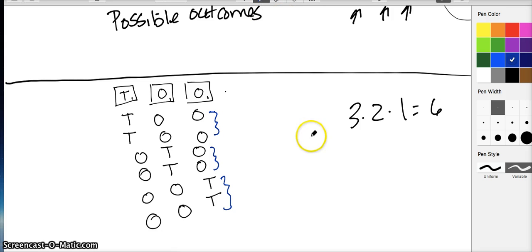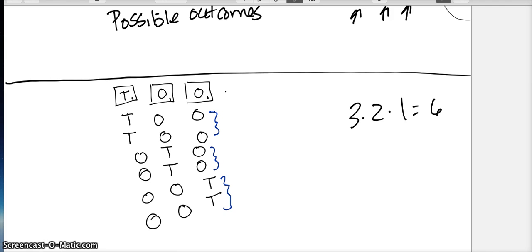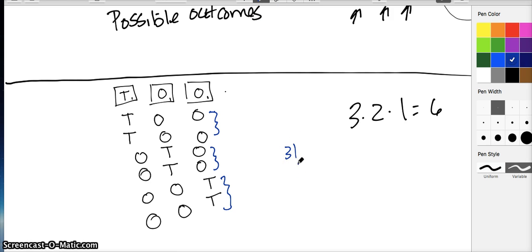So the way you figure out the permutations of such a situation where you have things that repeat is that you take the number of things, which is 3 factorial, but then you divide it by all the repeating things. I've got an O that repeats, and how many of those do I have? I've got 2. So you would do 2 factorial. So then 3 factorial divided by 2 factorial is 3. And so you see that we get 3 distinct possibilities.